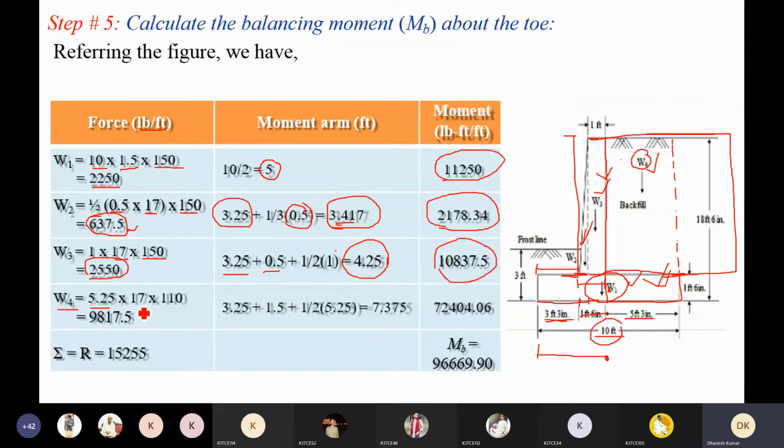So you have 17 as the height and multiplying with 110, because the total weight of the soil is given to us, which is 110.